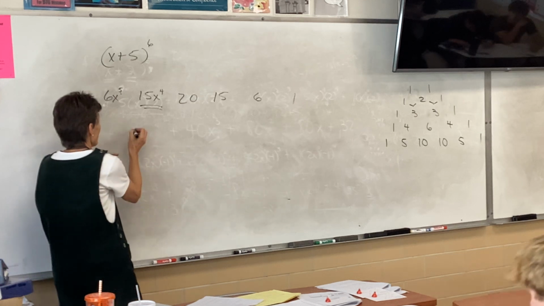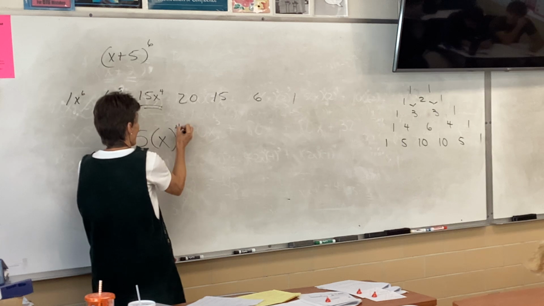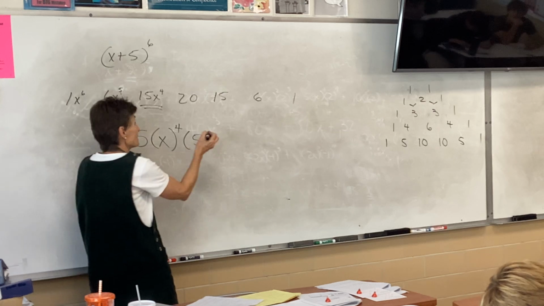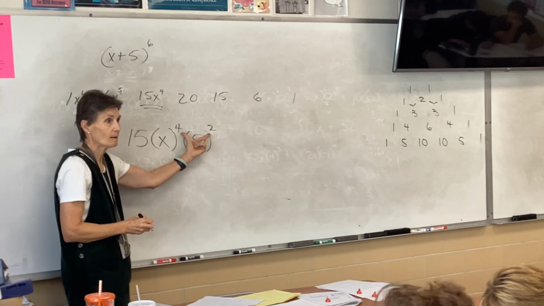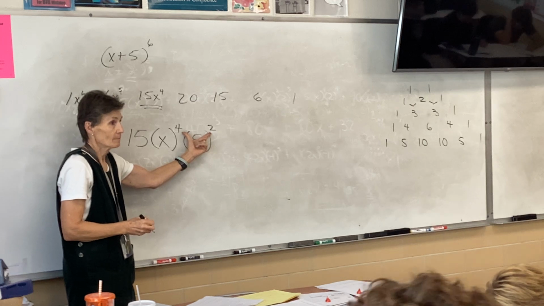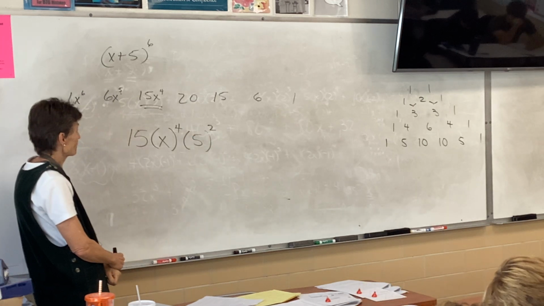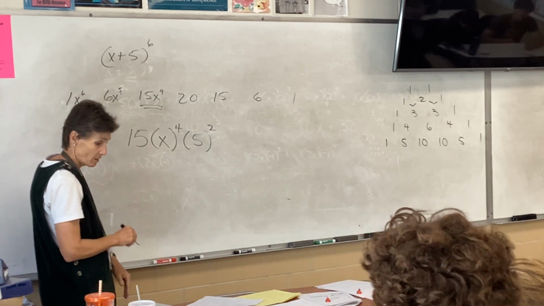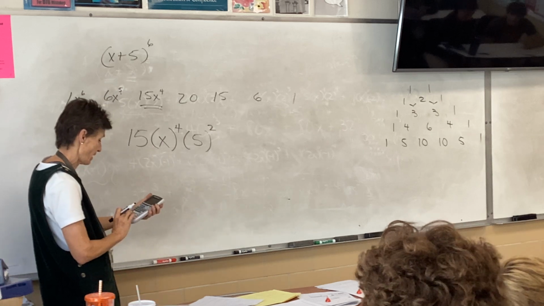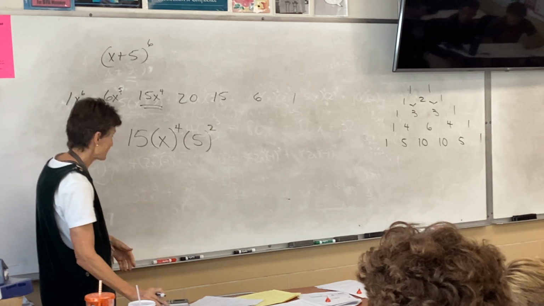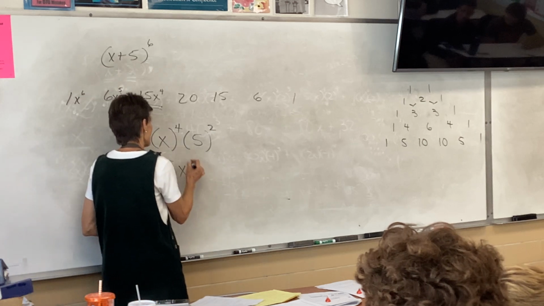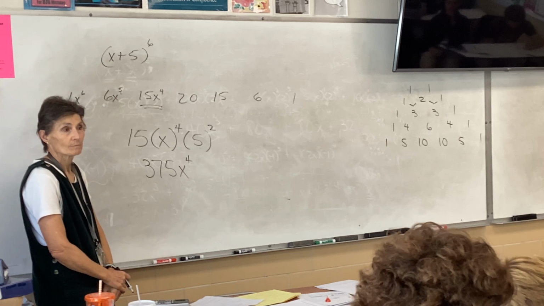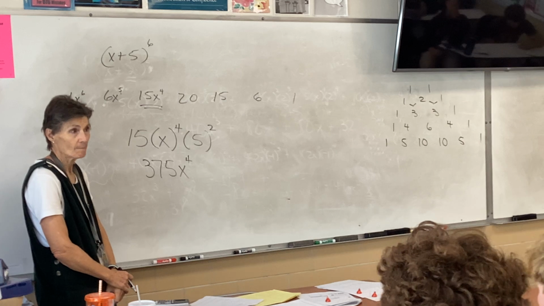Just counting down. So I'm going to have a 15. I'm going to have an x to the 4th, but I'm also going to have a 5 to the 2nd, because those have to add up to 6. That's the only term I care about, right there. That's the only one I want. So when I simplify that, what do I get? What's 15 times 25? 375. So this term would be 375x to the 4th. Everybody okay with that?